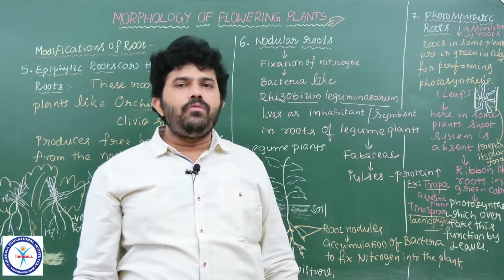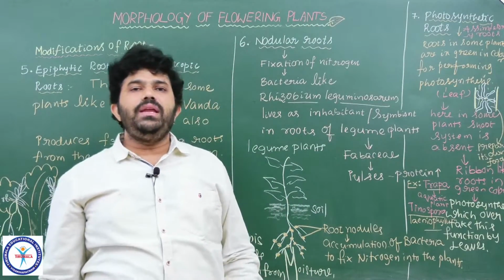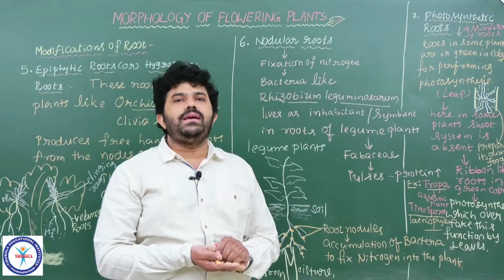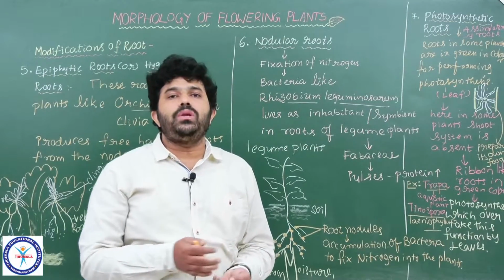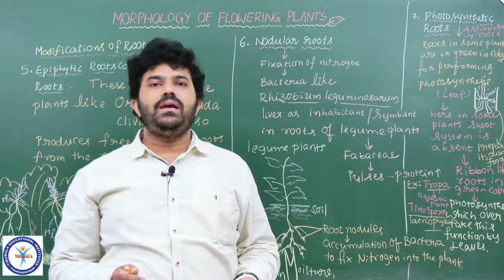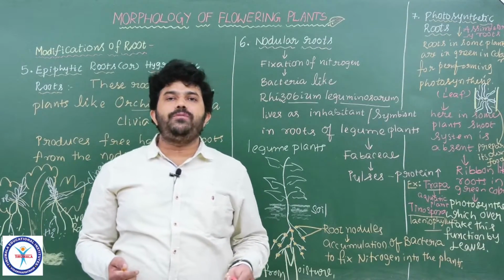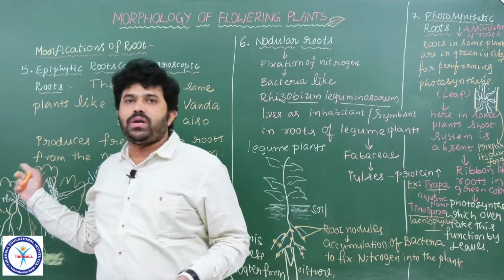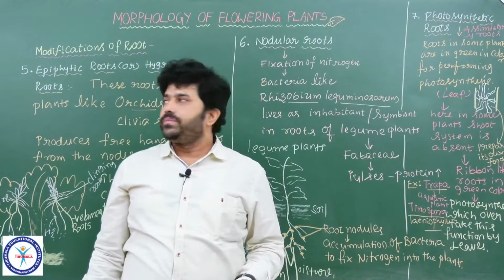Now got the point. Now we have only one very important root modification, that is haustorial roots or sucking roots or parasitic roots. Many names are there. We should prepare all those different names and different exemplary plants. Understood? Right, students?